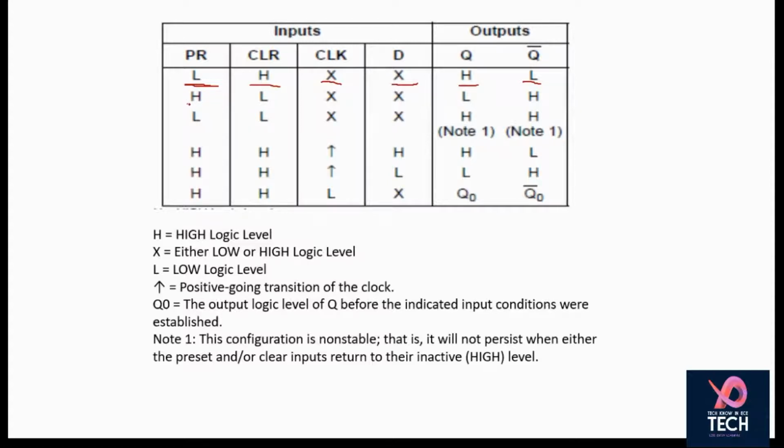And in this case, you can see when your preset is high and clear is low, what it is going to do is clear the contents. So if it is 1, it is going to be 0. If it is 0, it will be 0. So the clear pin is being used to clear the contents of the flip-flop.